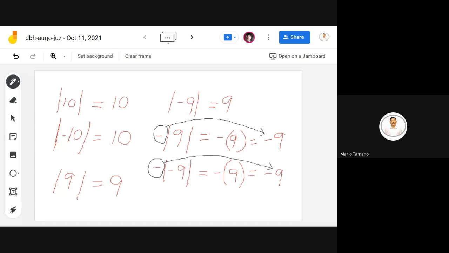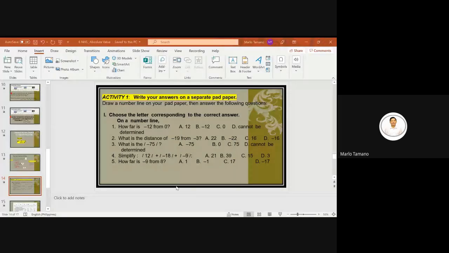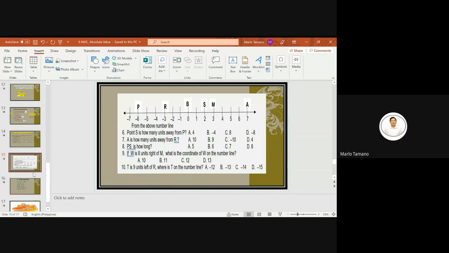May tanong? No more. Wala na. Okay, so let's see. So panahon na natin i-solve ang ating exercises, no? So exit tayo sa ating blackboard or whiteboard. Okay po. So go back to our exercise. Activity number 1. So sasagutan lang ninyo yan. Activity number 1. I'll give you how many minutes?